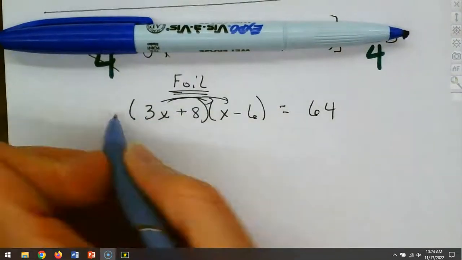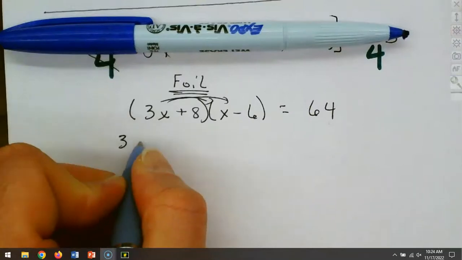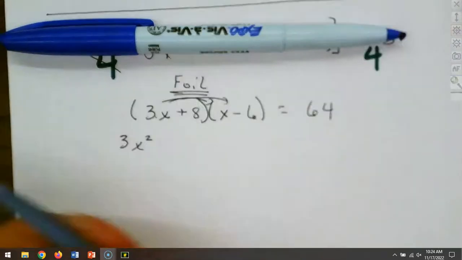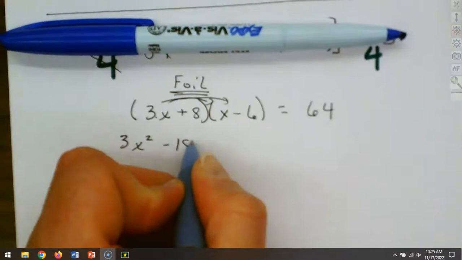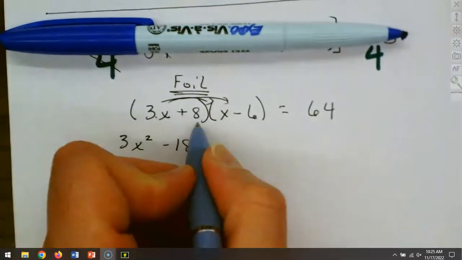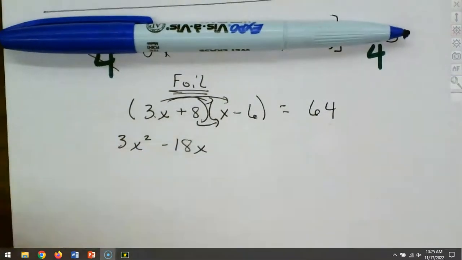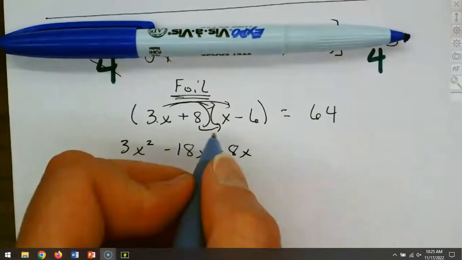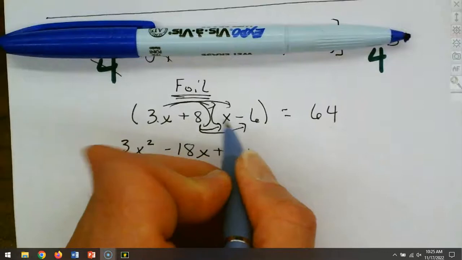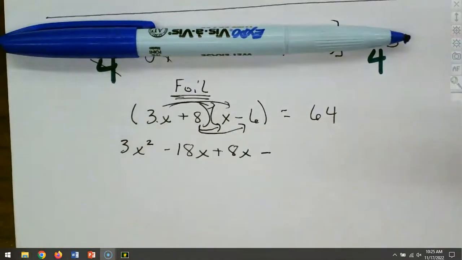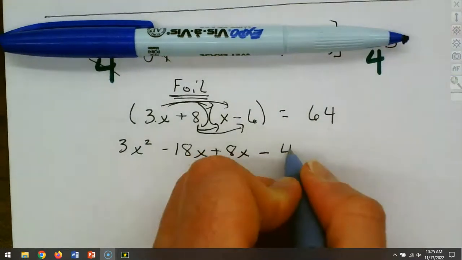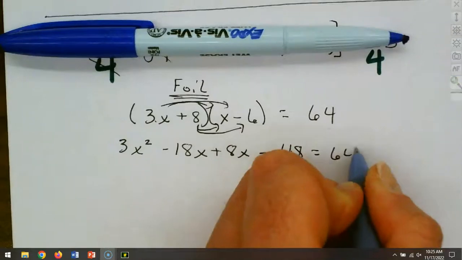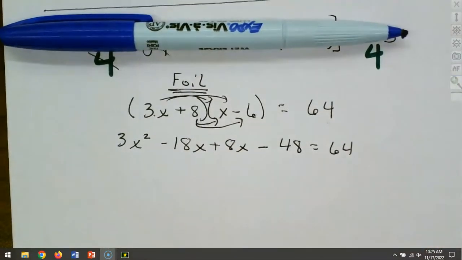Okay, and so 3x times x, that's a 3x squared. 3 times a negative 6x, well, that's a negative 18x. We've got 8 times x, that's a positive 8x there. And we've got 8 times a negative 6. Well, 8 times a negative 6, that would make it a negative 48, wouldn't it? Okay. And that still equals now a what? 64. Okay, so we FOILed it out.